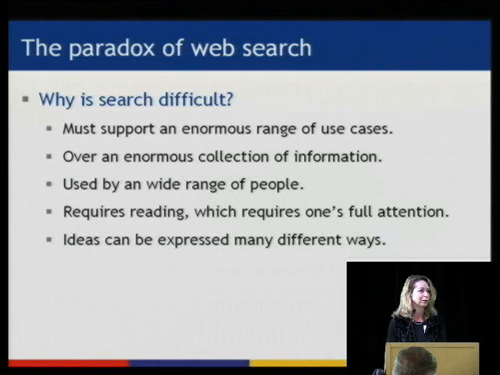But all the different things people can search for, basically everything that people can think of, is a use case for search. It's people's brains. And it's over an enormous collection of information of a wide range of types. So you're not just searching over brochures or journal articles. It's more broad. Used by an enormous range of people of different ages, cultures, cognitive abilities, assumptions.